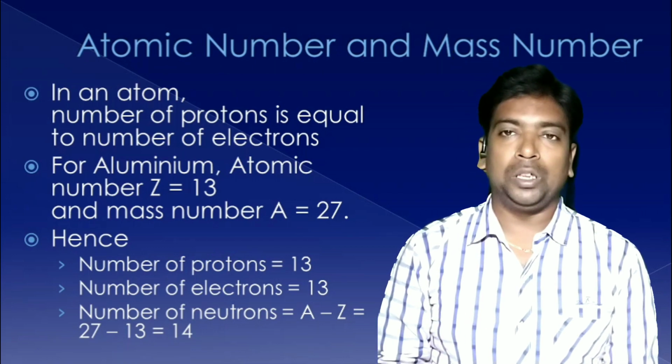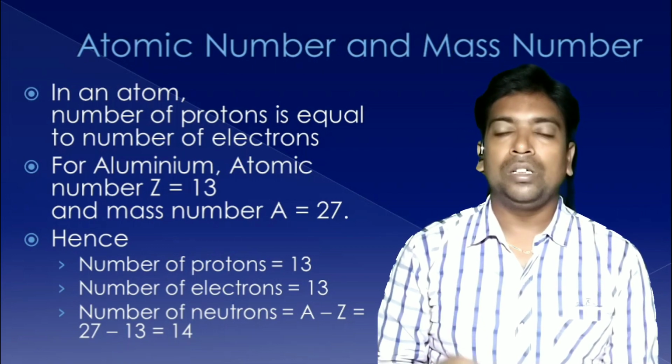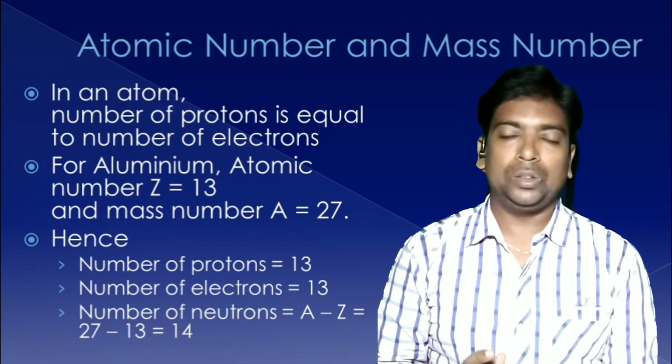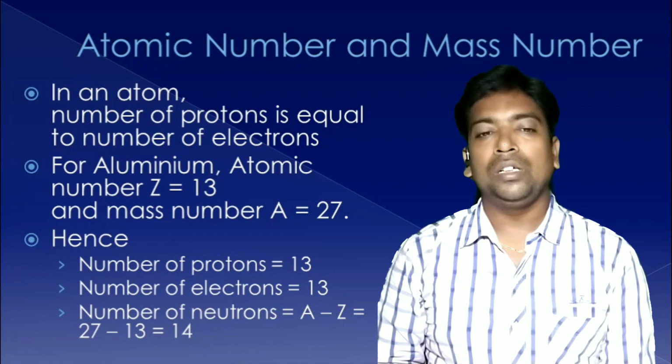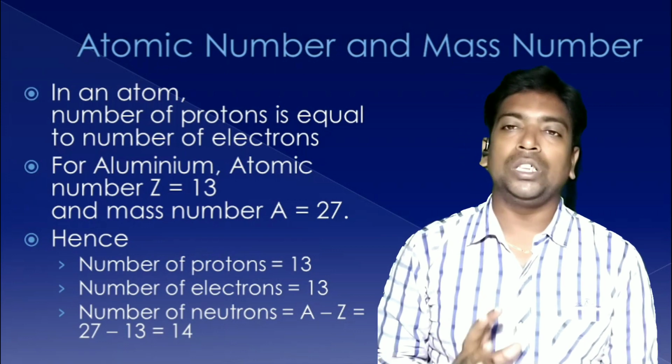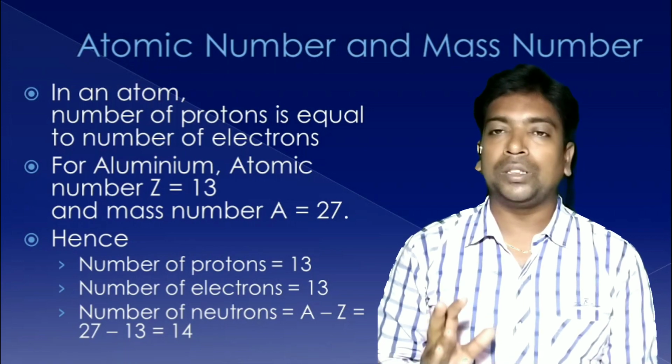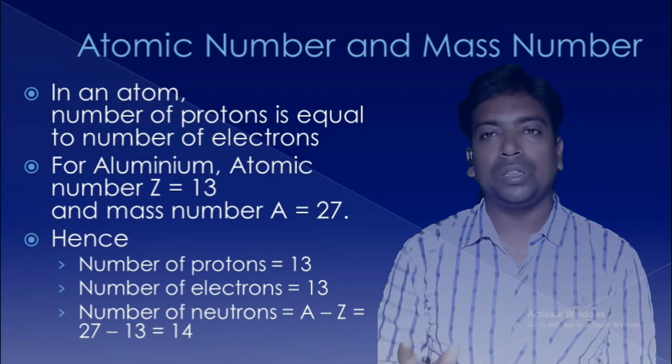The number of neutrons will be equal to the mass number minus the atomic number. So it will be 27 minus 13, which is equal to 14. So the number of protons in aluminium is 13, the number of electrons is also 13, and the number of neutrons is equal to 14.